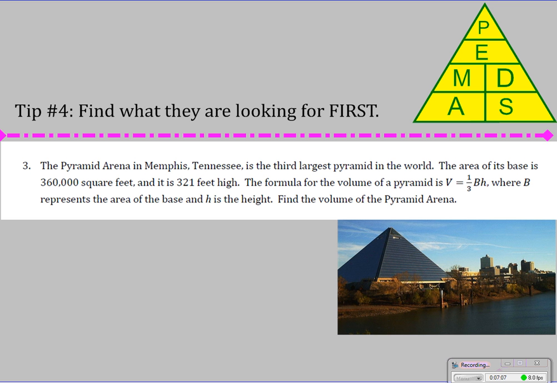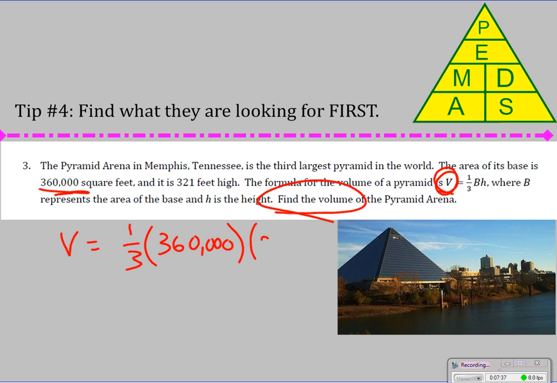The formula for the volume of a pyramid is there. Volume equals 1/3 big B times height, where B is the area of the base and H is the height. Find the volume of the pyramid arena. So find the volume. They want to figure out what is big V. So volume is going to be equal to 1/3 times 360,000, because that's the area of the base, and that's what big B is, times 321. So I want to multiply those three things together.